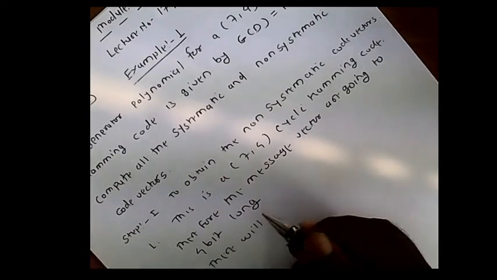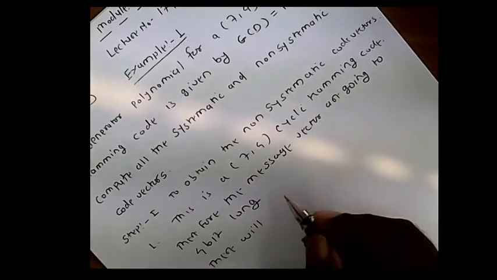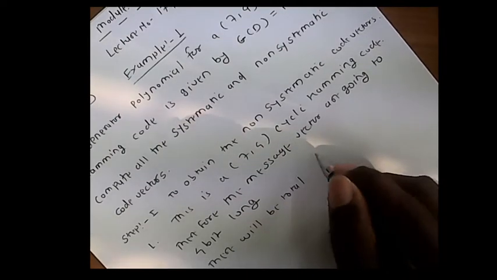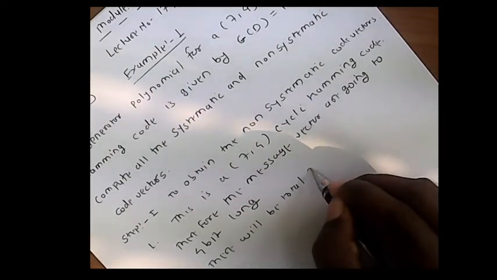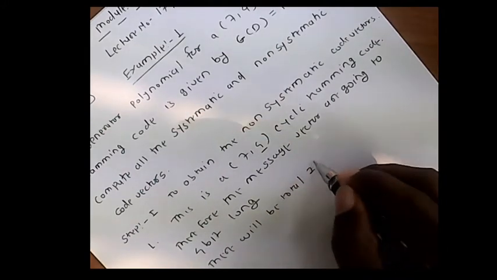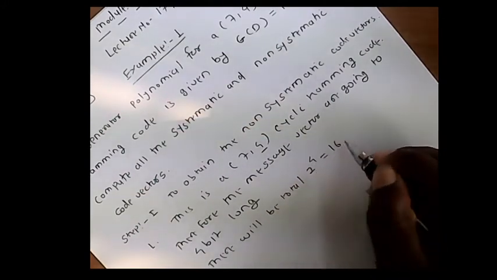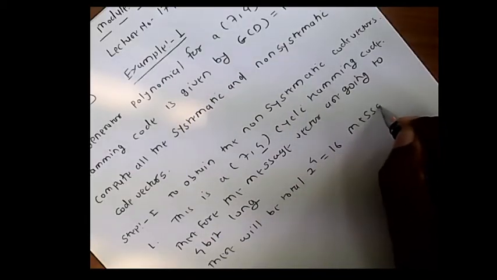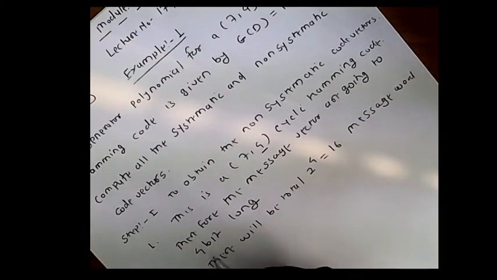So how many possible message vectors will there be? The total number of possible message vectors is 2 raised to k. Here k is equal to 4. So 2 raised to 4, that is 16 message words, will be possible.